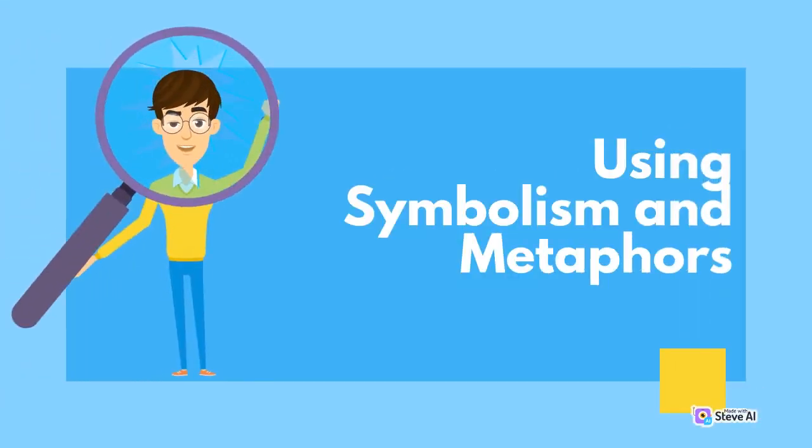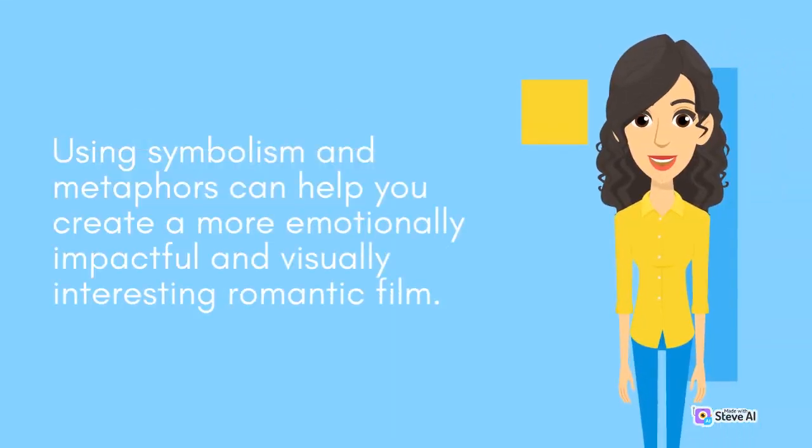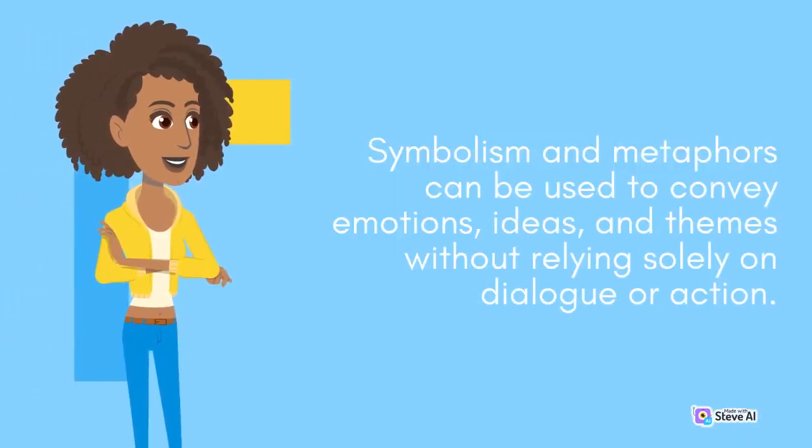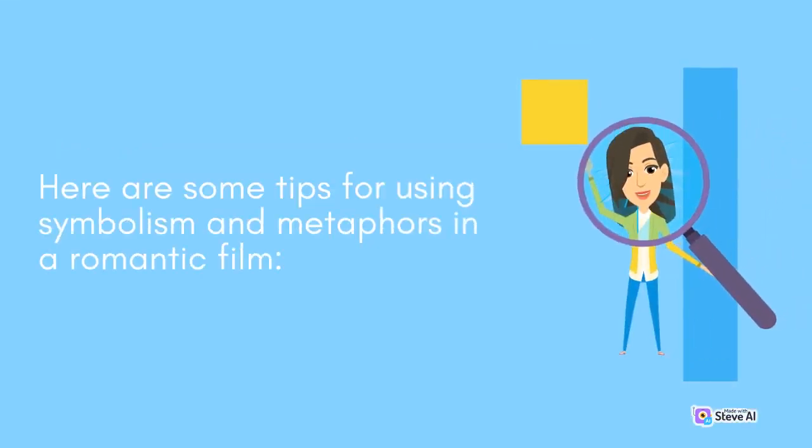Using symbolism and metaphors. Using symbolism and metaphors can help you create a more emotionally impactful and visually interesting romantic film. Symbolism and metaphors can be used to convey emotions, ideas, and themes without relying solely on dialogue or action. Here are some tips for using symbolism and metaphors in a romantic film.